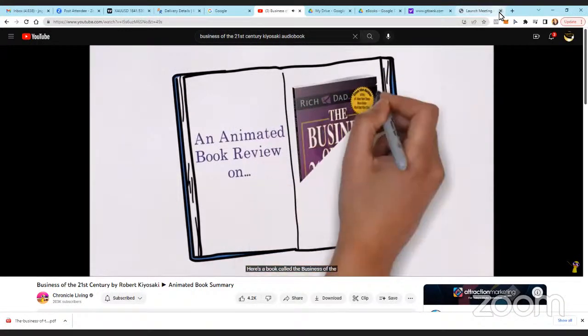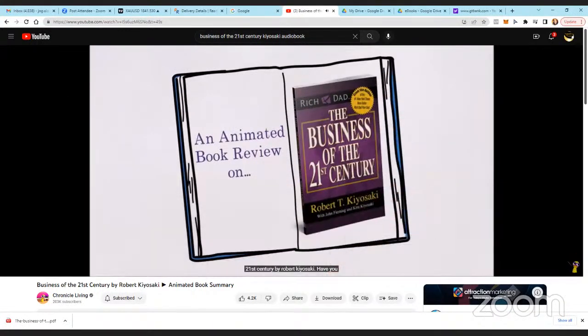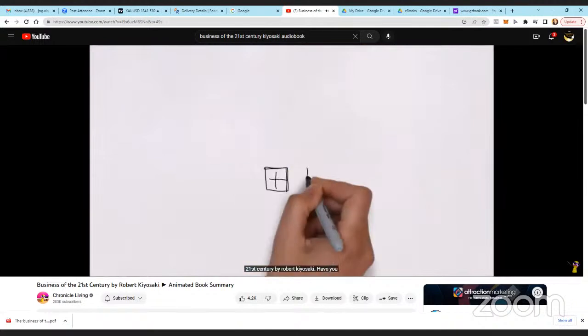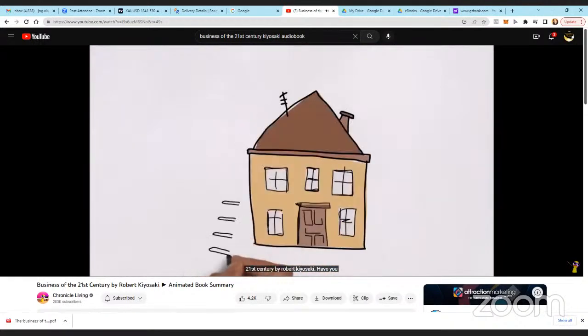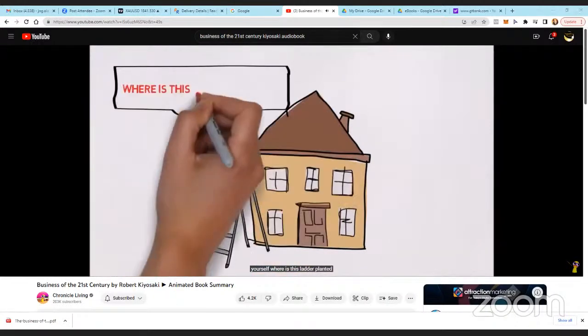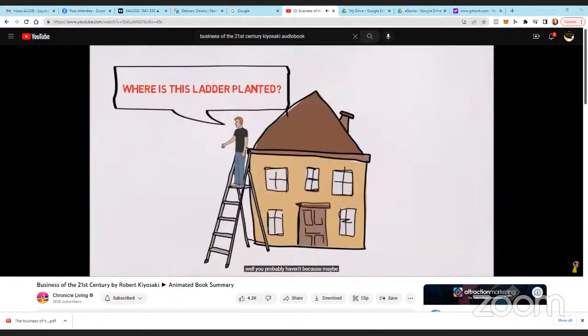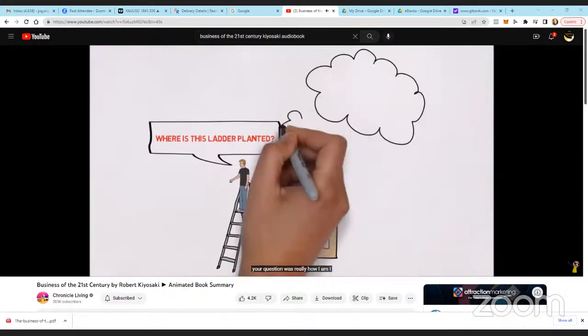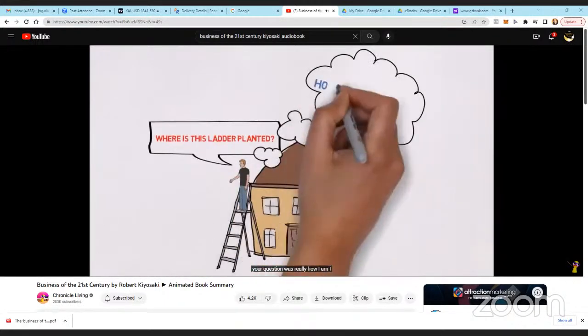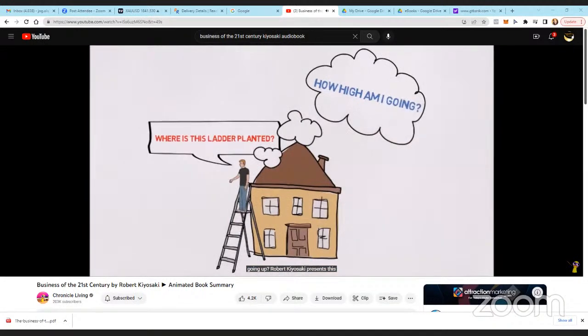Here's a book called The Business of the 21st Century by Robert Kiyosaki. Have you ever stopped climbing a ladder to ask yourself, where is this ladder planted? Well, you probably haven't, because maybe your question was really, how high am I going up? Robert Kiyosaki presents this question to help the reader have a better sense of where they are truly at with their financial standing. Could it be that the ladder you're climbing in your life is placed on the wrong spot?